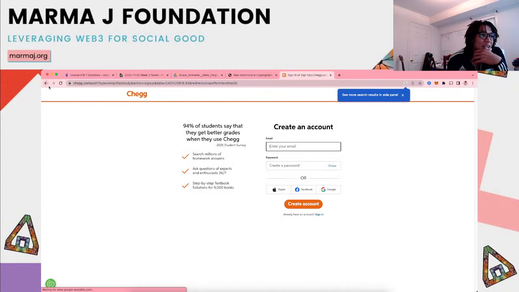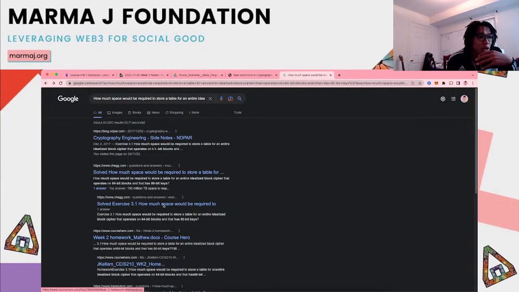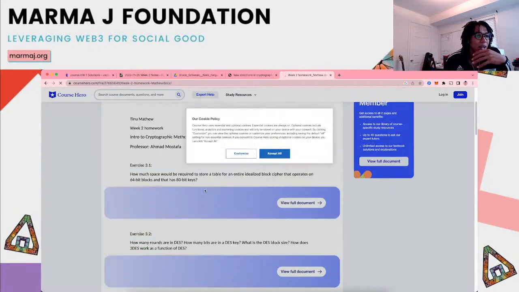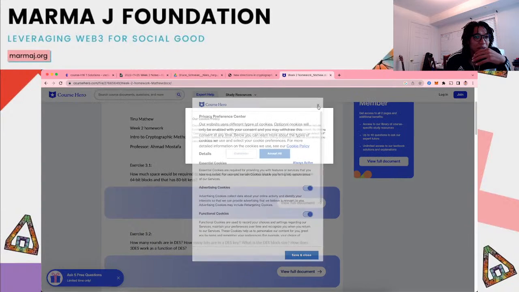Oh no, this time it's actually trying to write it out. So 150 million terabytes of space is required. Again, probably more along the right side, but let's try again. See, this is not that useful. Okay, I'm not going to keep your cookies either.